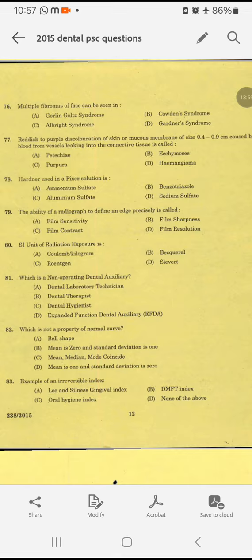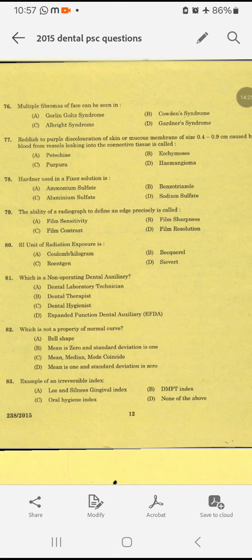The ability of a radiograph to define an edge precisely is called film sensitivity, film sharpness, film contrast or film resolution. The ability of a radiograph to define an edge precisely is called the film sharpness. Option B, film sharpness.